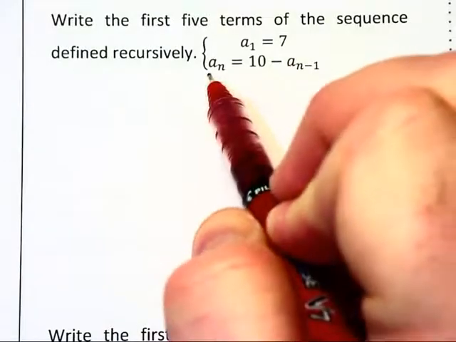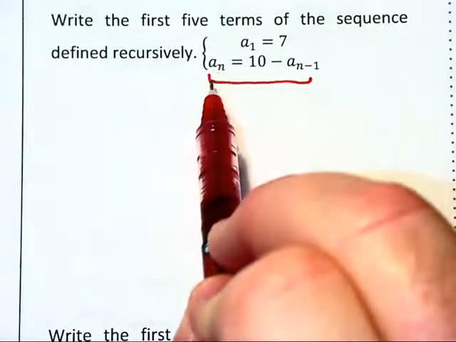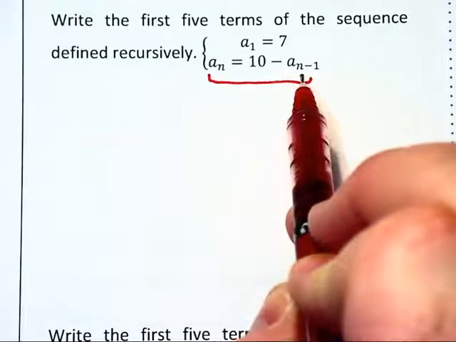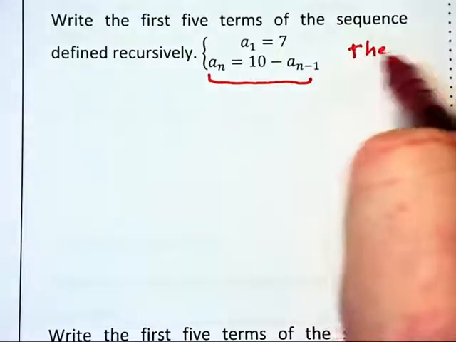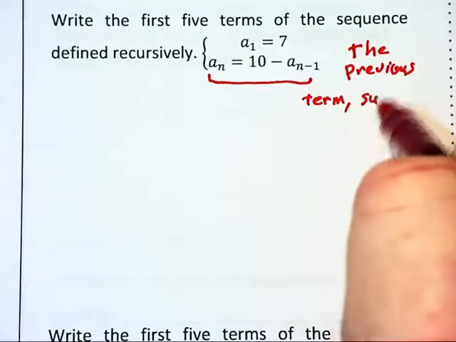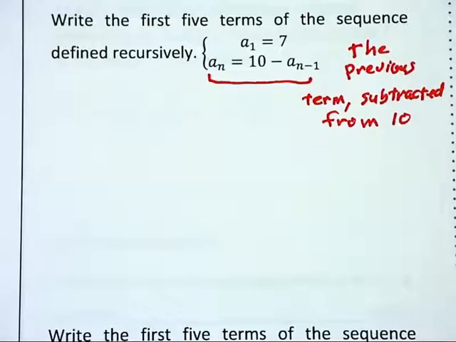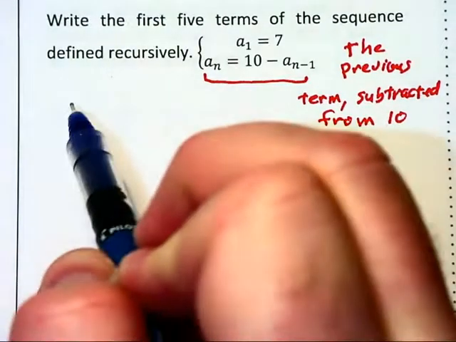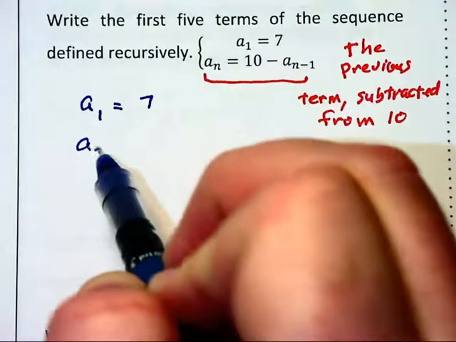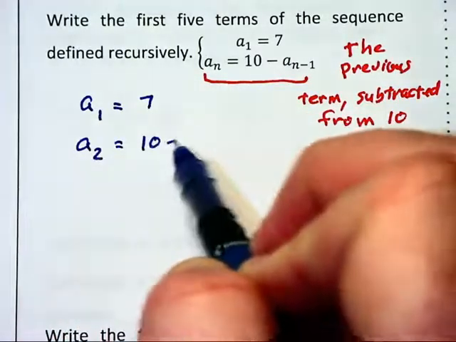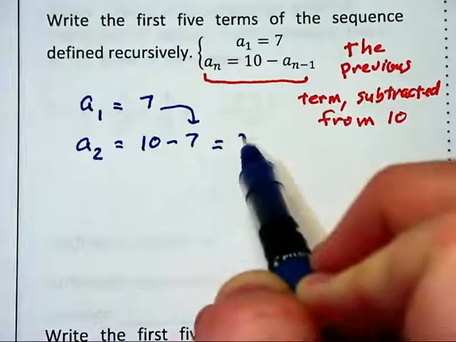When I read this formula right here, I see that the nth term is 10 minus the previous term. So I'm going to say the previous term subtracted from 10. So you basically need to know how to be able to read this formula. We are given that the first term is 7. To generate the second term, we will subtract that 7 from the 10 to get 3.